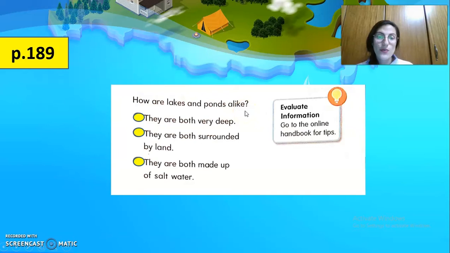We remind you guys, when we say alike, it means the same. Again, how are lakes and ponds alike? A, they are both very deep. B, they are both surrounded by land. C, they are both made up of salt water.